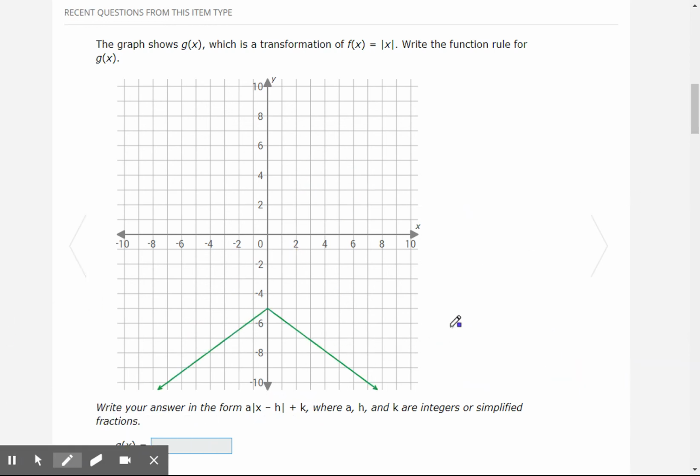If we look at the final level, level 7, we have multiple different transformations happening here. So if we look at our parent function, we notice our vertex is going down 5 units. Now I look at it, it didn't go right or left. So my vertex is at 0, -5. So if I want to write my function of g of x, we see that it did reflect, so that makes my slope negative.